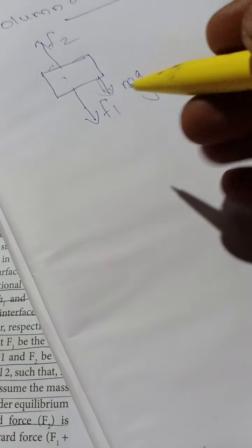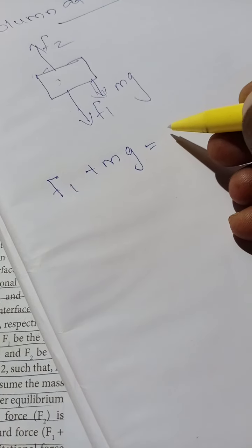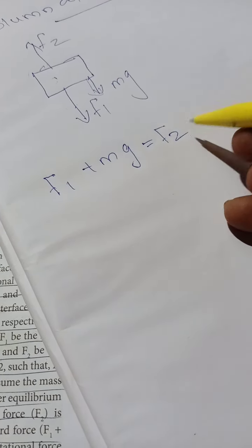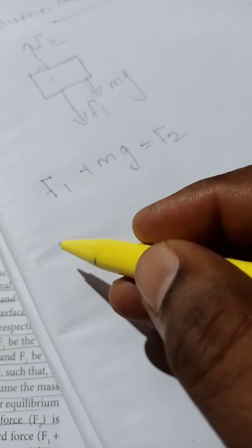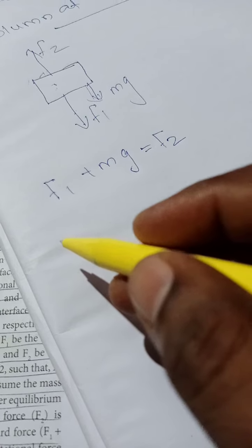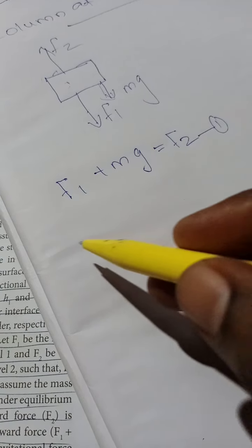Now if we apply Newton's law on this sample, what will we get? F1 plus mg equal to F2. F1 plus mg equal to F2 we will get. Now, you can keep this as equation 1.